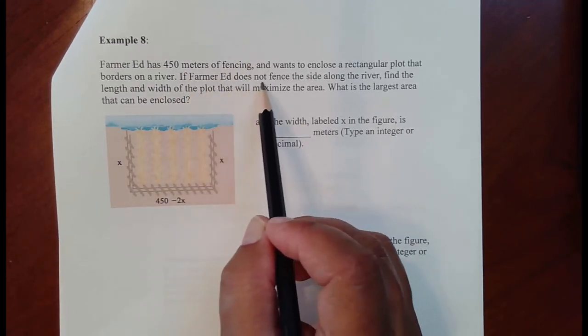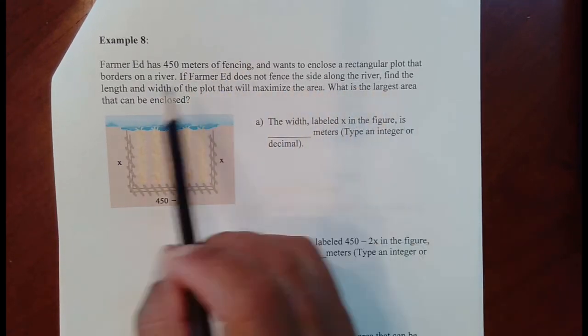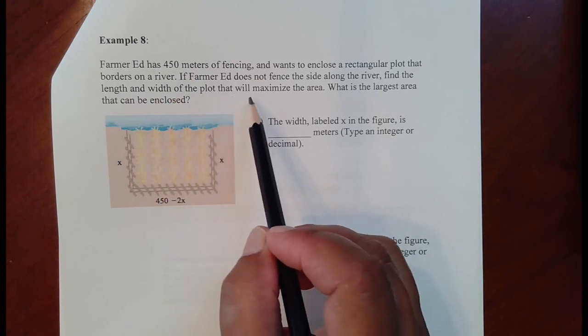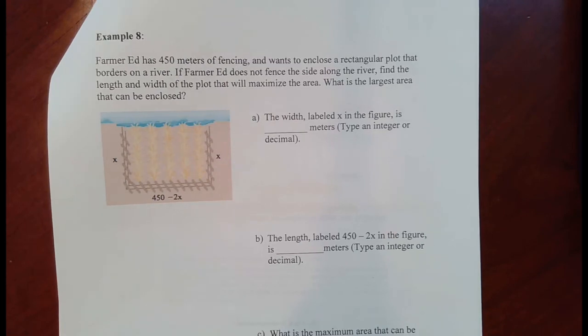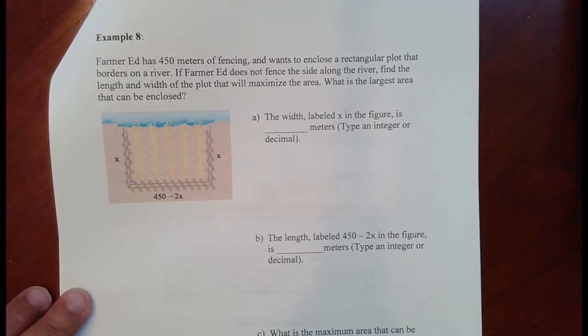Find the length and the width of the plot that will maximize the area. As soon as you see this expression, you know that they're talking about values at the vertex. So we're going to need the maximum x value, and you know that when we find the maximum x value, there's a formula for that.